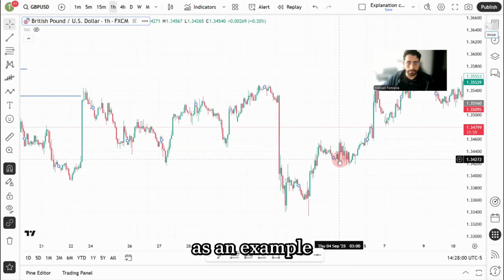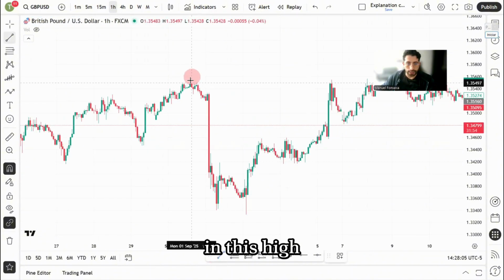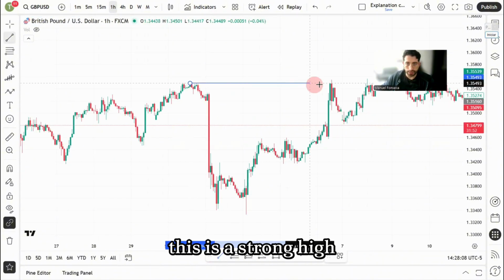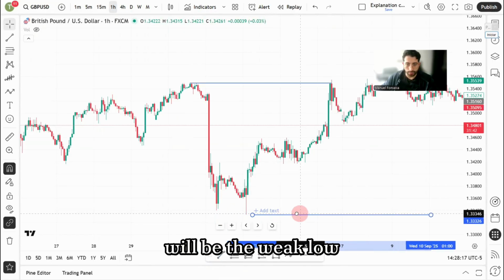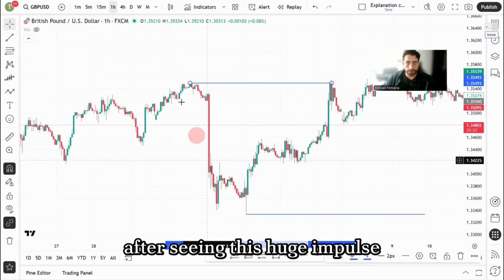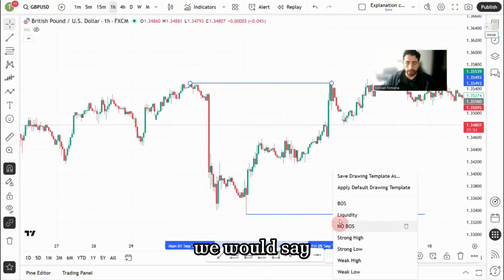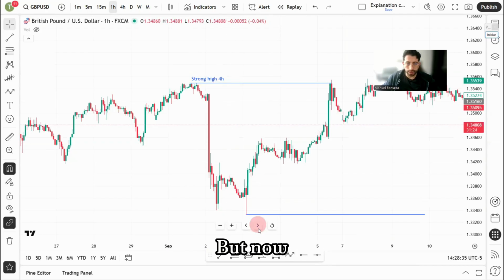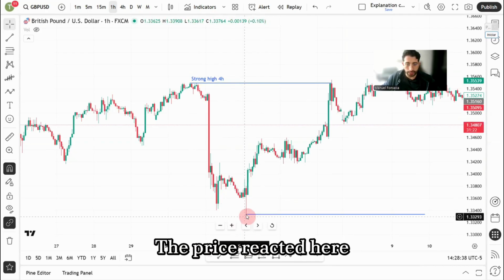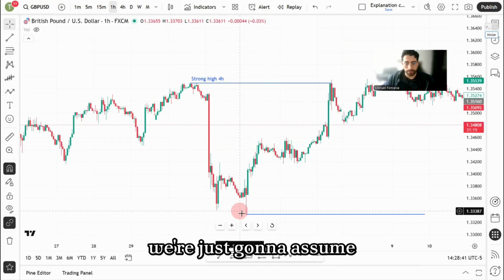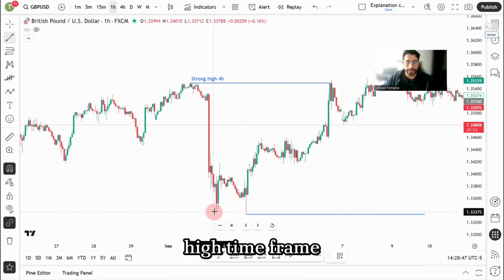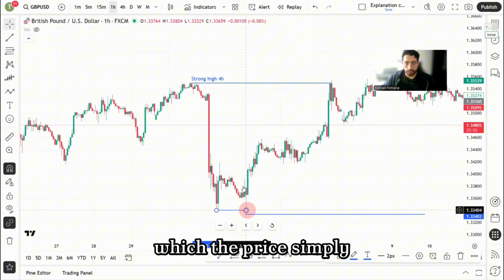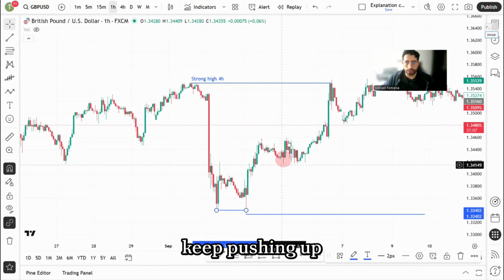Let's put this as an example. In this high, we can recognize that this is a strong high, and this will be a weak low. Apparently, after seeing this huge impulse, we would say, of course, this is a downtrend. Practically yes. But now look at what's next. The price reacted here for some reason. We're just going to assume that here is a liquidity pool, an order block, or a higher time frame zone, where the price simply has a reaction and keeps pushing up.